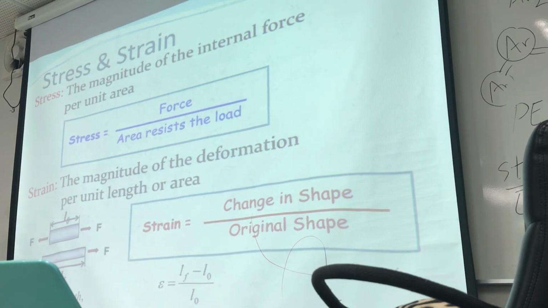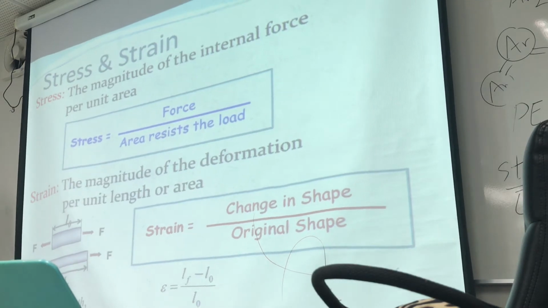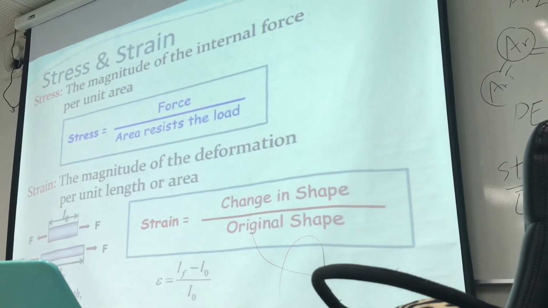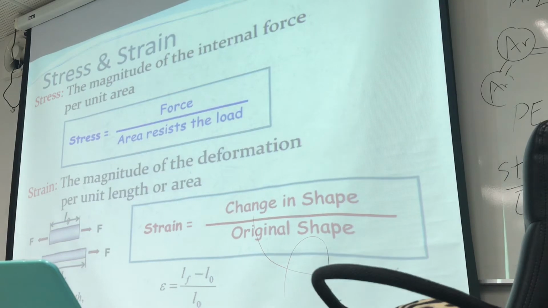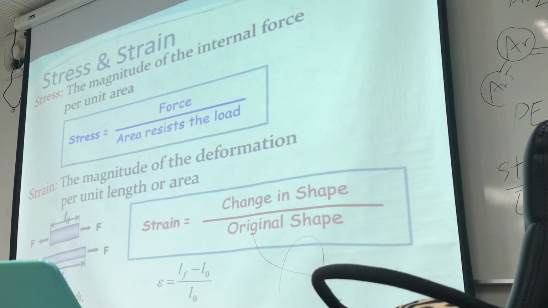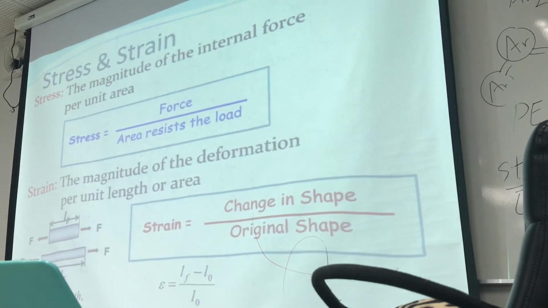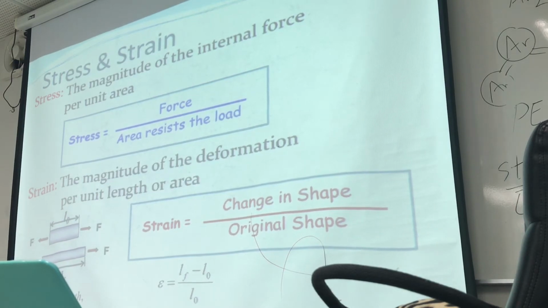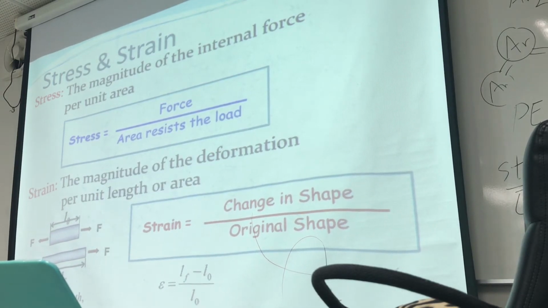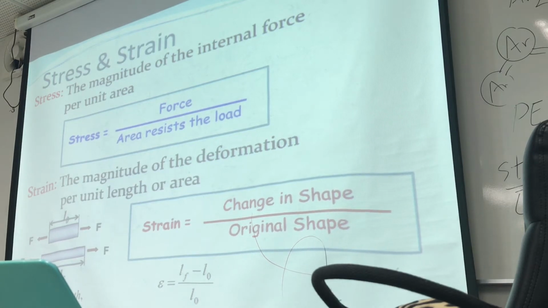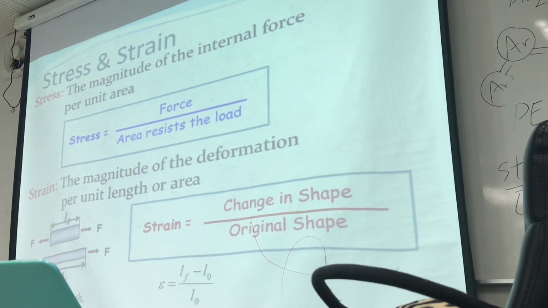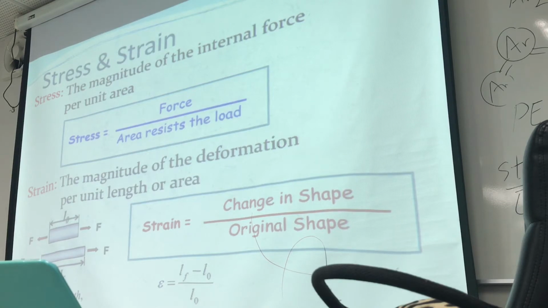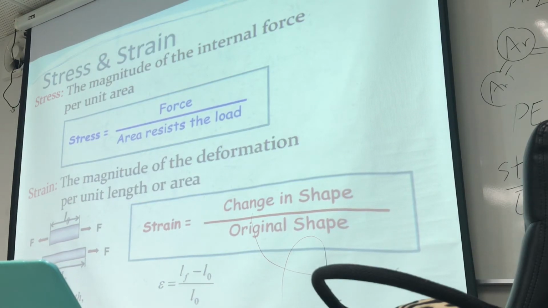So how about the strain? Strain is delta L over L. What is delta L? The final length minus original length, over original length. What is the unit of strain? No unit, because it's cancelled out. I guess everyone understands this concept.